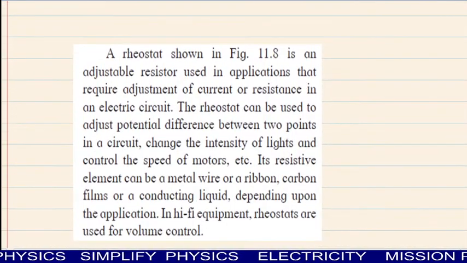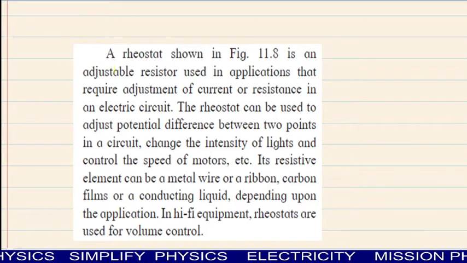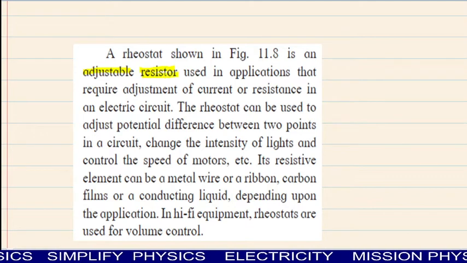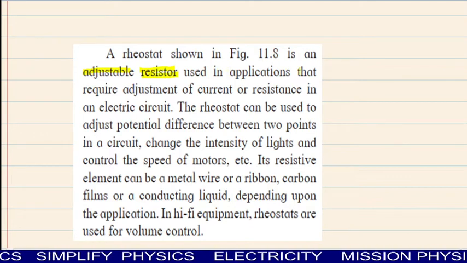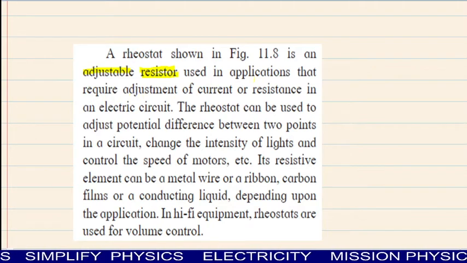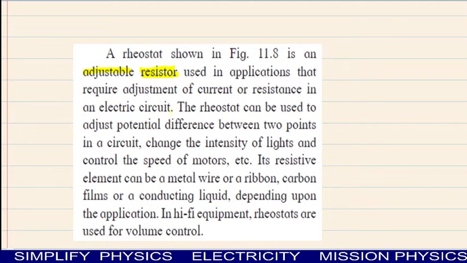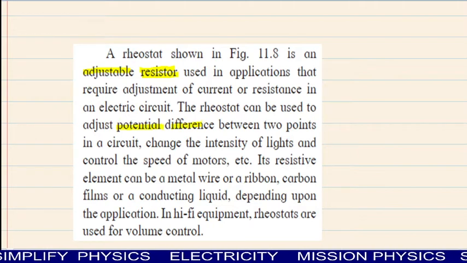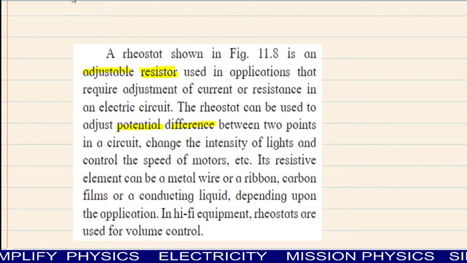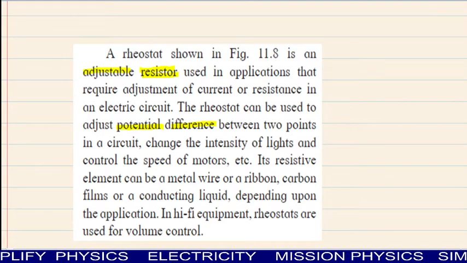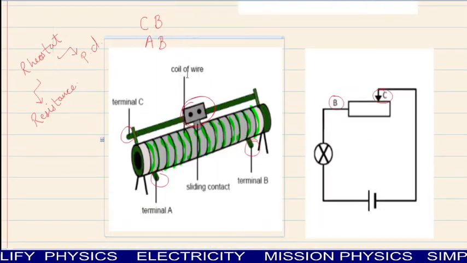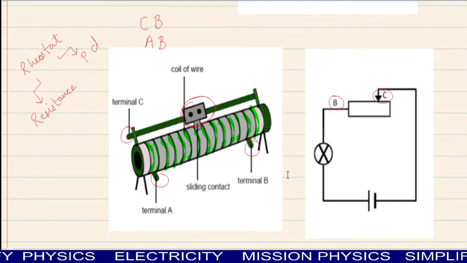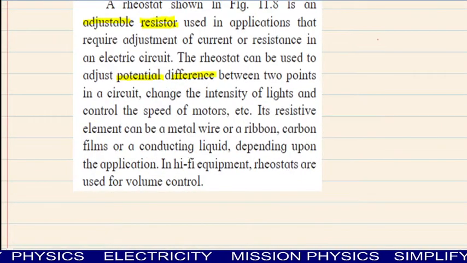A rheostat shown in the figure is an adjustable resistor. सबसे पहली definition है इसकी कि आप इससे resistance change कर सकते हैं. Used in applications that require adjustment of current or resistance in an electrical circuit. The rheostat can be used to adjust potential difference between two points in a circuit. जैसे हम लोगों ने फिगर में देखा था. Just see the figure again. One time it was used with the combination of terminals C and B and at other time we can use terminals A and B.